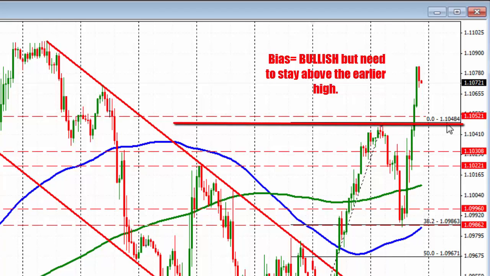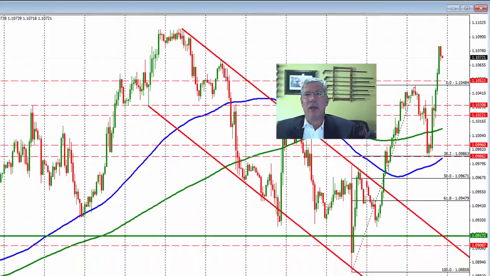Stay above the 110.48 level and things are okay. Move below that level and the buyers up here will be feeling a little bit nervous, having bought near the high prices for that currency pair.